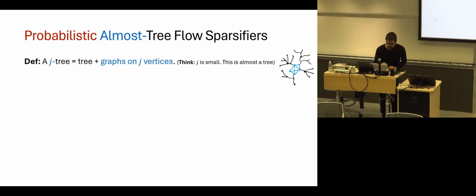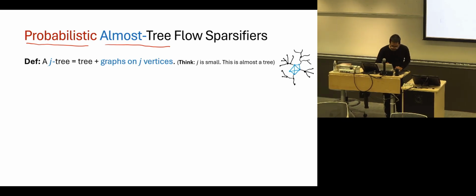Now there is something that I call probabilistic almost tree flow specifier. It's similar to the probabilistic tree flow specifier, but now you allow a more complicated object instead of trees. You used to approximate a graph with trees. Now you approximate the graph with something a bit more complicated than a tree. This almost-tree object is called, in the literature, a j-tree.